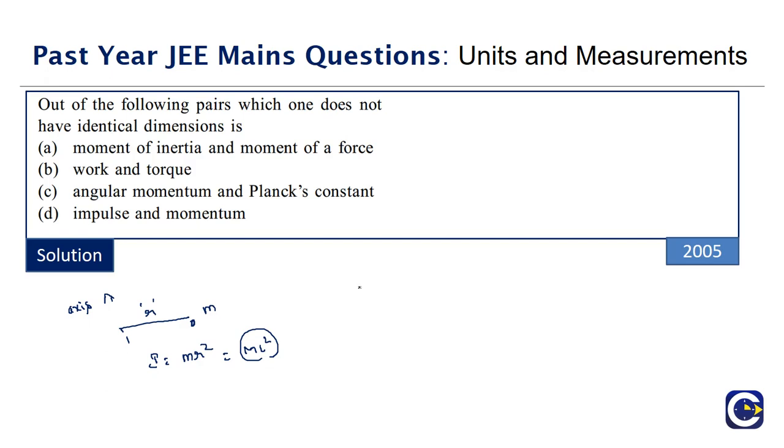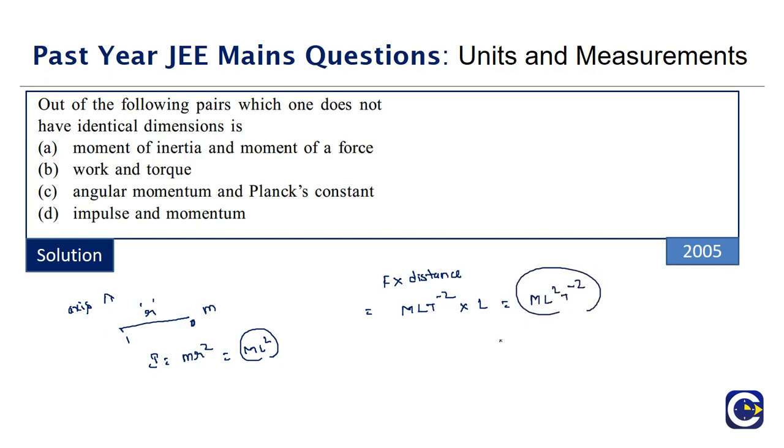So moment of force will be given by the product of force with the distance, which means the dimensions of moment of force will be MLT^-2, which is the dimensions of force, multiplied by distance, which is again length. So the dimensional formula will be ML^2T^-2.